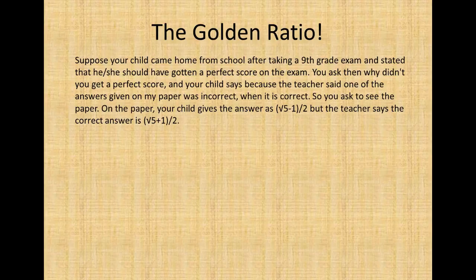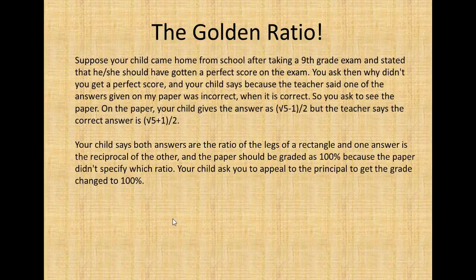On the paper, your child gives the answer as square root of 5 minus 1 divided by 2. But the teacher says the correct answer is square root of 5 plus 1 divided by 2. So your child says both answers are the ratio of the legs of a rectangle, and one answer is the reciprocal of the other. And the paper should be graded as 100% because the paper didn't specify which ratio. Your child asks you to appeal to the principal to get the grade changed to 100.